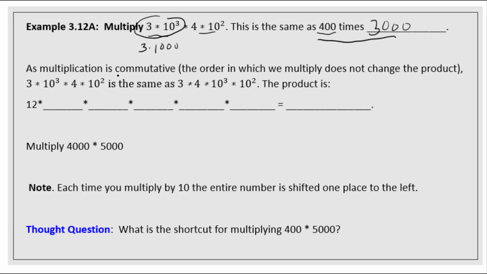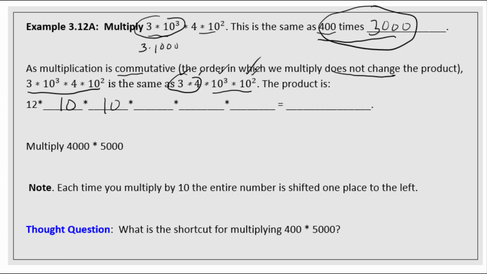So multiplication is commutative. The order in which we multiply does not change the product. We can switch the order without changing the result. So this, which is really just this here, is the same as 3 times 4 times 10 cubed times 10 squared. And I'm going to break these up. So it's really the same as 3 times 4, which is 12, times 2 tens, which is here, and 3 more tens. So this is 12 times 10 is 120. And then another 10 shifts it and adds another 0. So I'm going to get 12 shifted, right, on our table 5 times, which is just simply this.